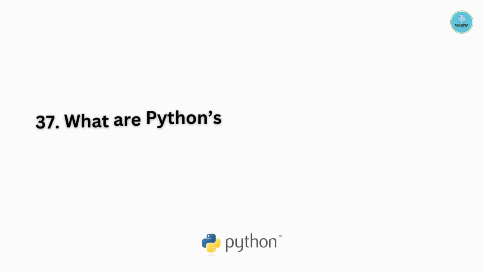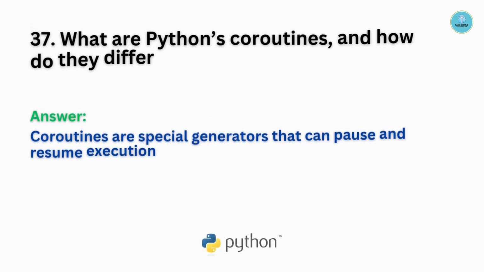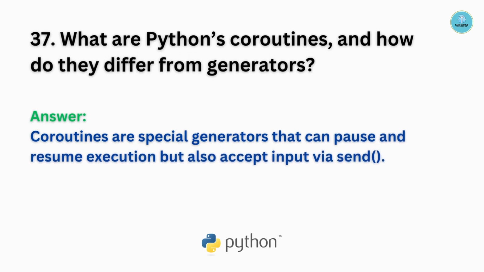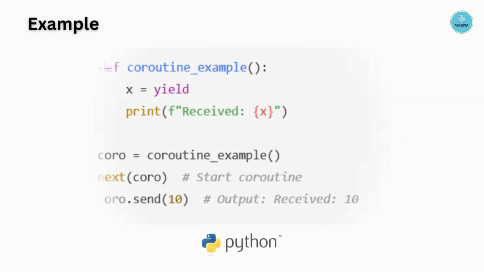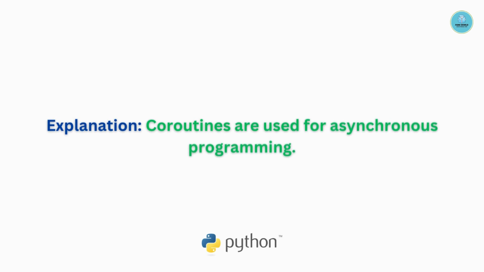Question number 37. What are Python's coroutines and how do they differ from generators? Coroutines are special generators that can pause and resume execution but also accept input via the send method. Example is as follows. Coroutines are used for asynchronous programming.